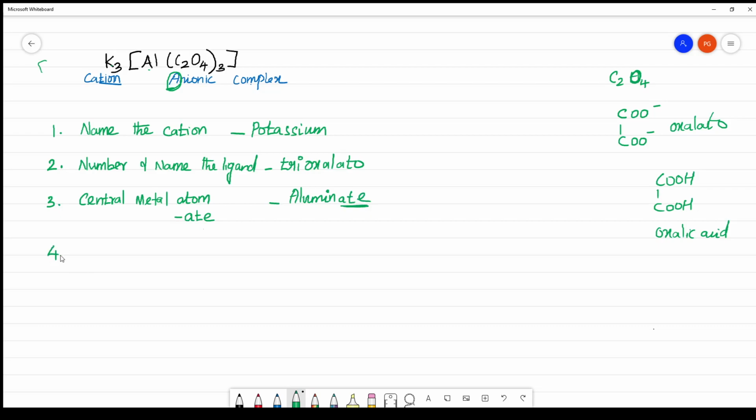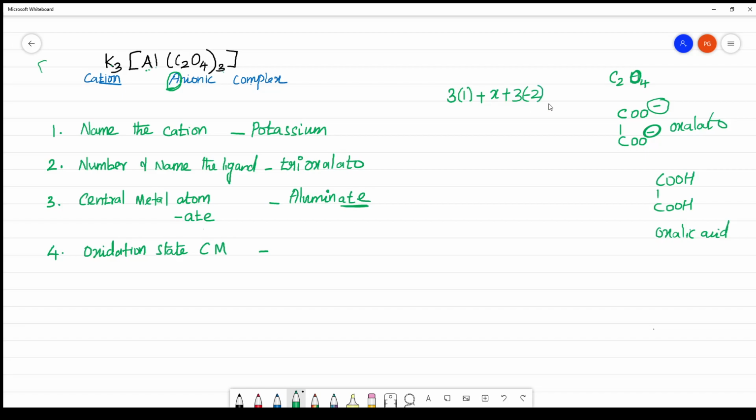And the fourth one is calculating the oxidation number of the central metal. What is the central metal here? Aluminium. Let us take aluminium as x. So, how to calculate: potassium, we know the oxidation state is 1 plus. Aluminium, we don't know, it is x plus. C2O4, see how many minus charges there are? 2 minus charge. How many oxalato are there? It is 3 into 2.